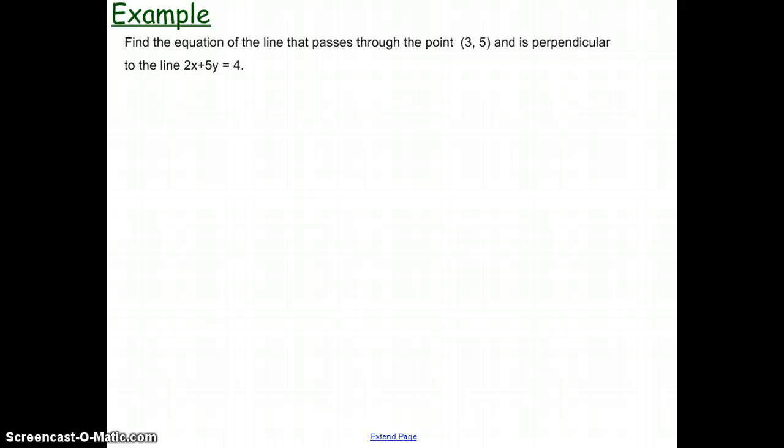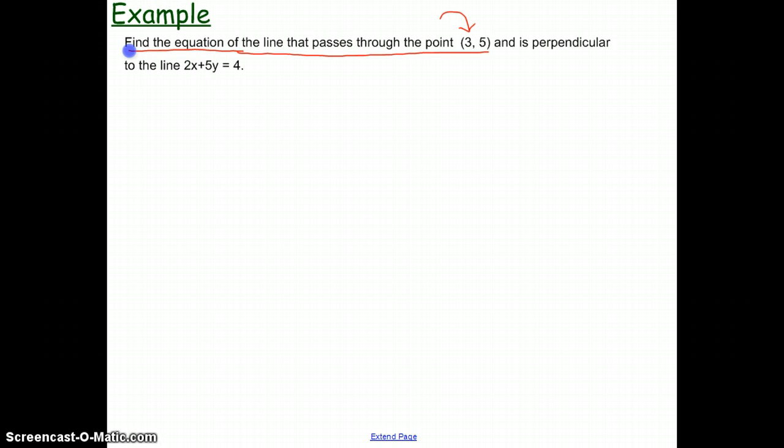Next example, a little bit more work, but same thought process. You need to have, if you're going to write an equation, the question says, find the equation of the line. You need to know the slope, and you need to know a point that it goes through. Now, we have a point that the line is going through. That's that point (3, 5). So what we need is the slope of the line.